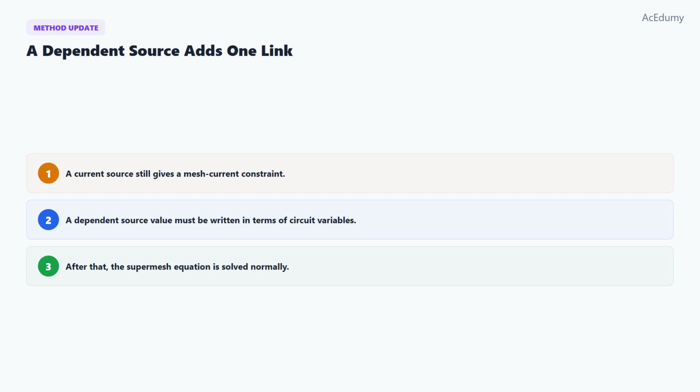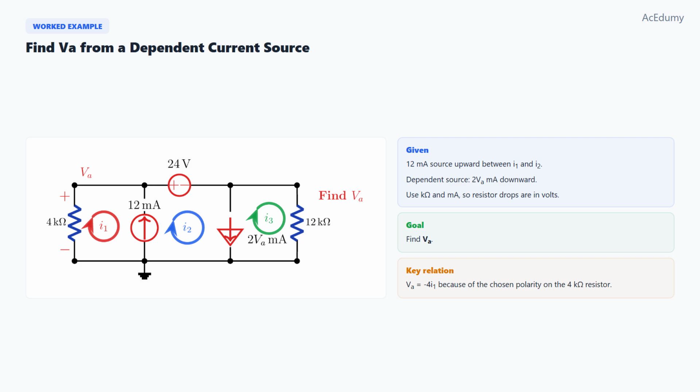We have now used supermesh analysis when a current source blocks a direct KVL path. The next twist is a dependent current source. The method is the same, but one source value is not a fixed number. It depends on a circuit variable, so we must write one extra relation before solving. In this circuit, the target is VA.